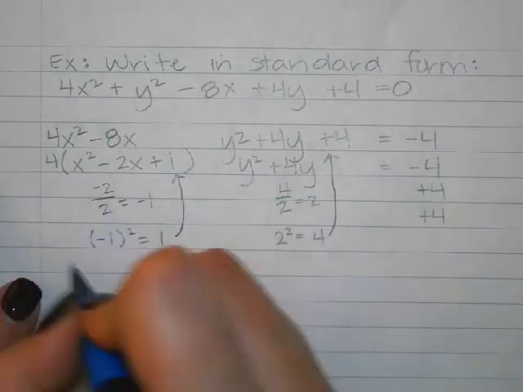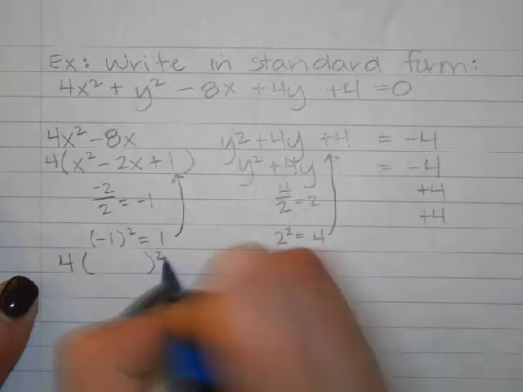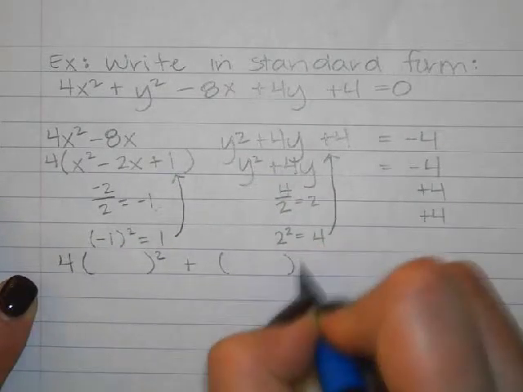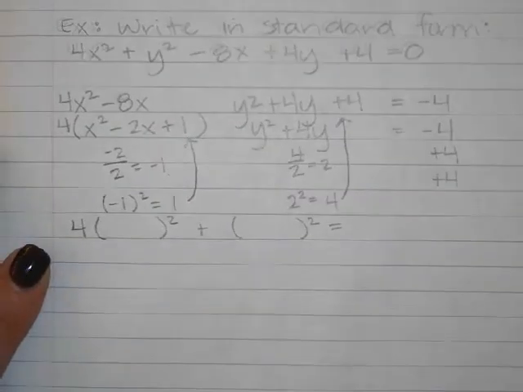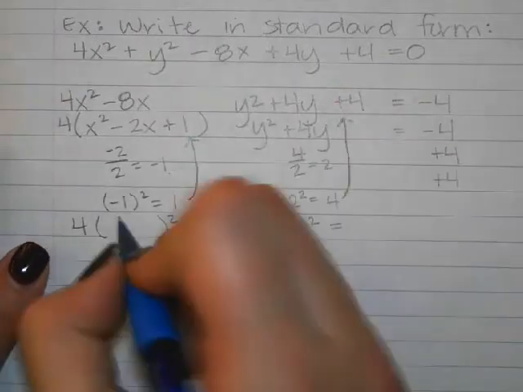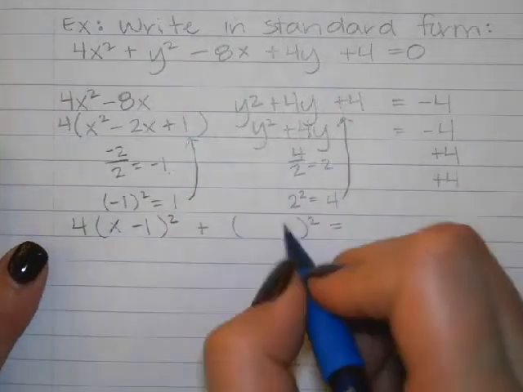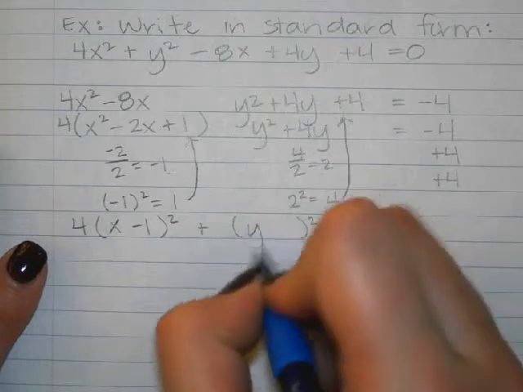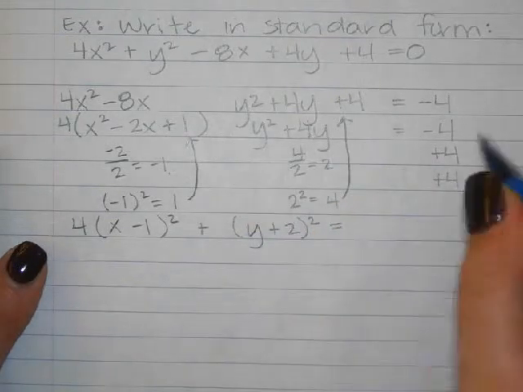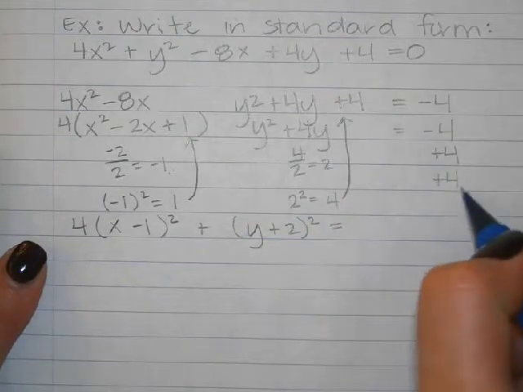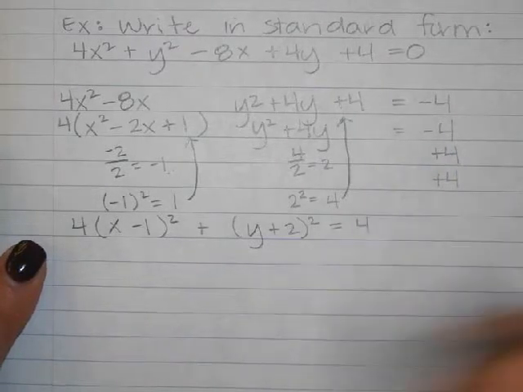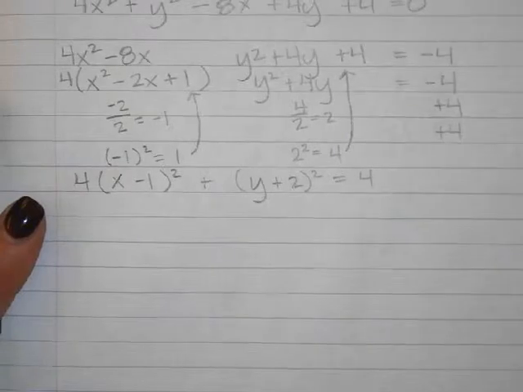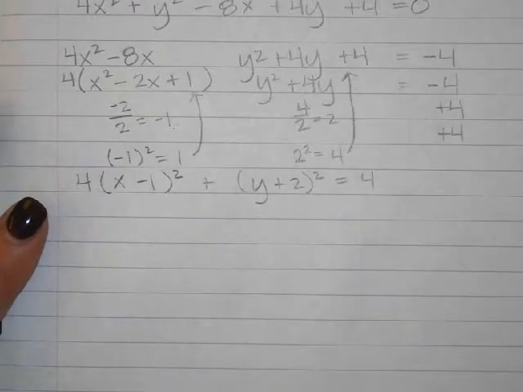So now I have 4 times something squared plus something squared equals a number. And what do I have in my first parentheses? X minus 1. And my second parentheses? Okay, and that equals 4. Negative 4 plus 8 is 4. Is it done? It's very close.